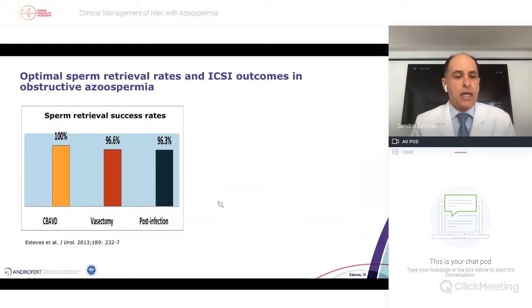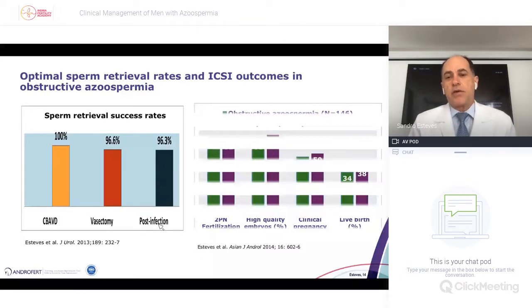So this is an opportunity to provide the patient with the best quality sperm that we could retrieve. In this paper we published a few years ago, we looked at sperm retrieval rates and ICSI outcomes in patients with obstructive azoospermia. As you can see in the graph, we have patients with CBAVD, post-vasectomy and post-infection. In this study, we defined sperm retrieval success as the presence of motile sperm. It was virtually 100%, regardless of the etiology.